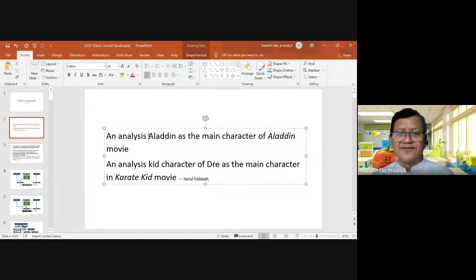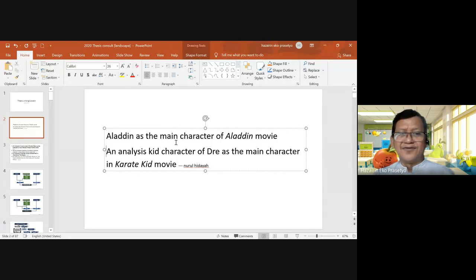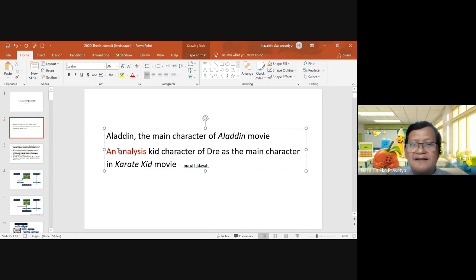Ini yang mau dipilih? You want to choose this? Yes, sir. Okay, but some lecturers prefer not to use analysis. Jadi ada dosen yang tidak mau menggunakan kata analisis, langsung aja gitu. Aladdin, the main character of Aladdin movie. Without mentioning analysis here, people already know it is an analysis, because it is topic of research. Research is analysis. Okay? Is it clear, Nurul? So you choose this? Yes, sir. I choose Aladdin. And this is the topic. Okay, Aladdin, the main character of Aladdin movie. Well, and forget this, okay?